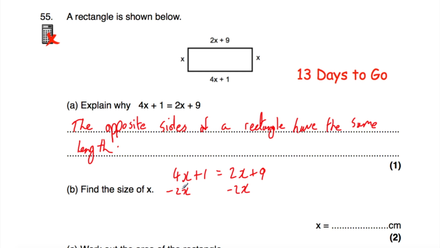So on the left-hand side, if we take away 2x, we'll be left with 2x plus 1. On the right-hand side, we'll be left with 9. And then if we take away 1 and take away 1, we get 2x equals 8. And then if we divide by 2, we get x equals 4. So x equals 4 centimeters.